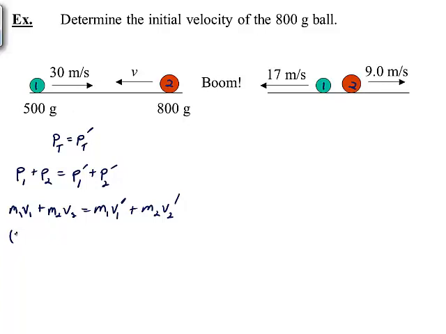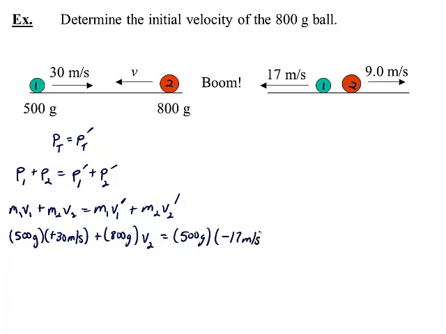So ball 1 has a mass of 500 grams. It's moving at 30 meters per second to the right, indicated by the positive sign. Ball 2 has a mass of 800 grams. We do not know its initial speed. After the collision, ball 1 changes direction. Now it's going 17 meters per second to the left, so we indicate that with a negative sign. Ball 2 is moving to the right at 9 meters per second, so we indicate that with a positive sign. So the only unknown there is V2.